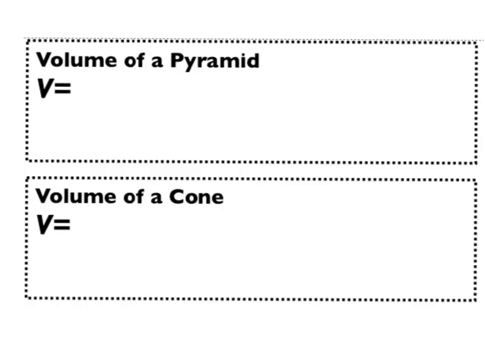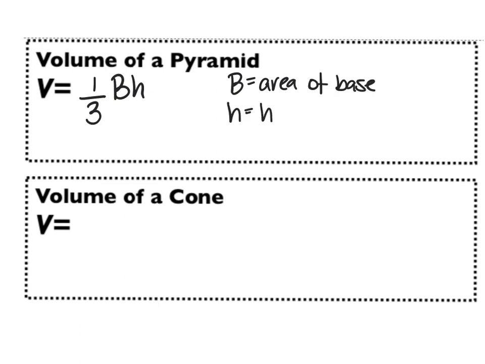Now we're going to get into some three-dimensional math. So here we're looking for the volume of pyramids and cones. Your volume of a pyramid formula is going to be 1/3 times the area of the base times height. So big B is still the area of a base, and H is still the height of the whole figure.